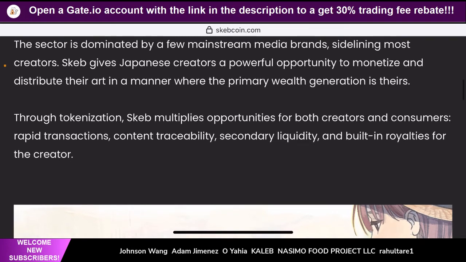SKEB gives Japanese creators a powerful opportunity to monetize and distribute their art in a manner where the primary wealth generation is theirs. So obviously, there are problems in the centralized world, even in Japan, because being a big industry, the content creators don't really make a lot of money because the middlemen tend to eat most of their profit, right? So SKEB is basically offering a real world solution where the content creators can directly connect with the fans and make the most amount of profit that they deserve, right?